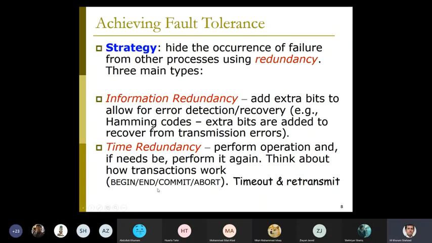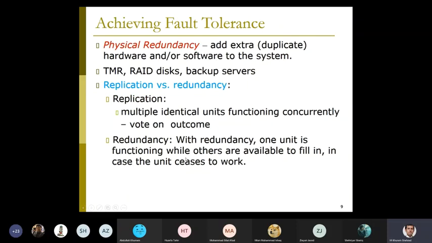So in a transaction we have a begin and end commit. So we can do the transactions again. For example, if you make the schedule for that transaction, okay, that could be time redundancy. Third type of redundancy is physical redundancy. Okay, you can add extra hardware and software. Hardware, for example, RAM, hard disk, and from software, these are the processes.